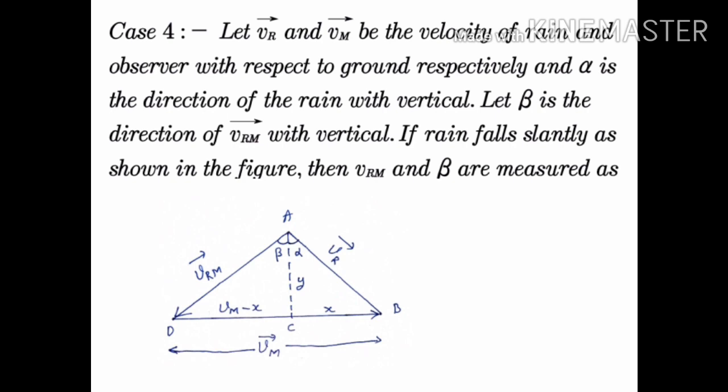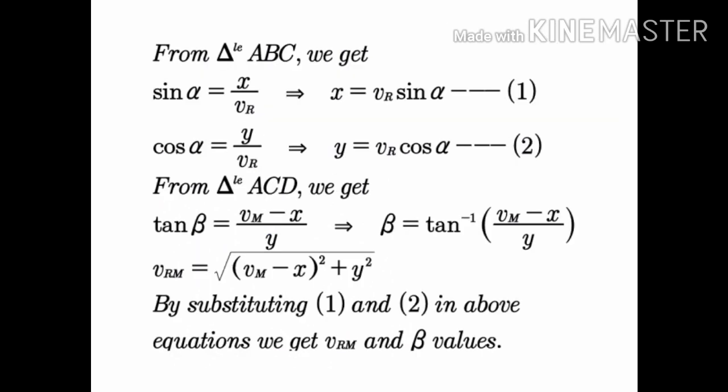Then to find out VRM and beta values, the process is first we can find out x and y values, and for measuring that x and y values we are using the triangle ABC. From that triangle ABC, sin alpha is equal to x by VR. That implies x is equal to VR sin alpha, and cos alpha is equal to y by VR. That implies y is equal to VR cos alpha.